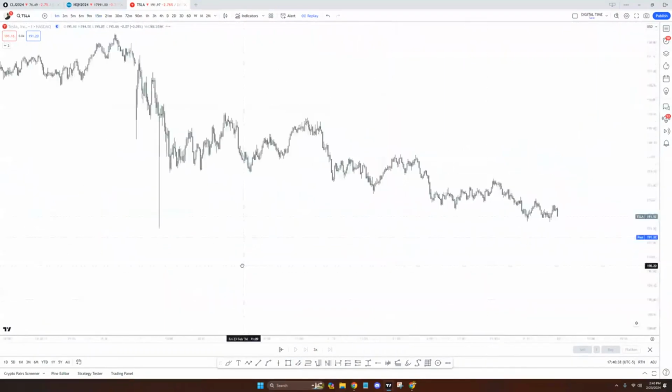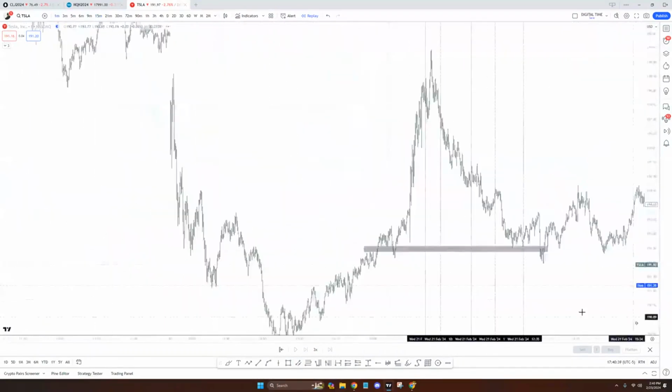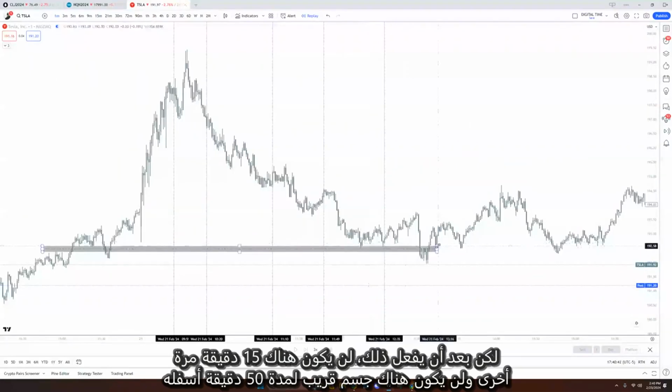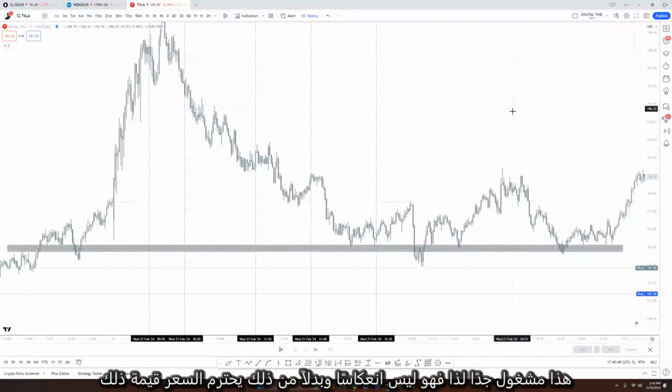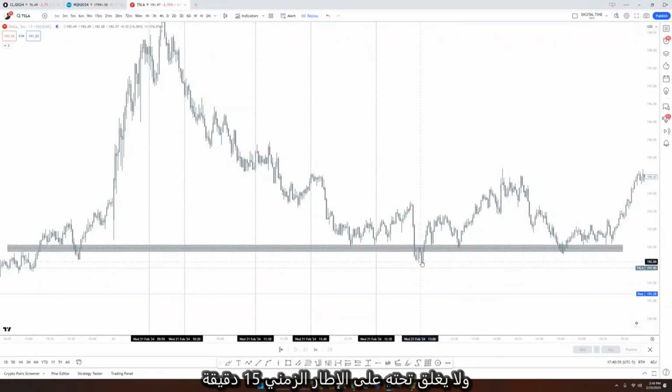Taps into it before, but after it does that, there's no 15-minute body close beneath that BISI, so it's not an inversion, and instead price is respecting the CE of that and is not closing below it on the 15-minute time frame.